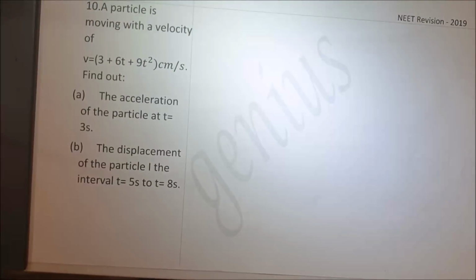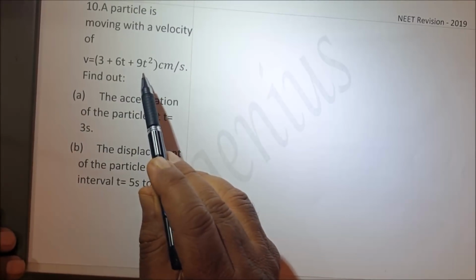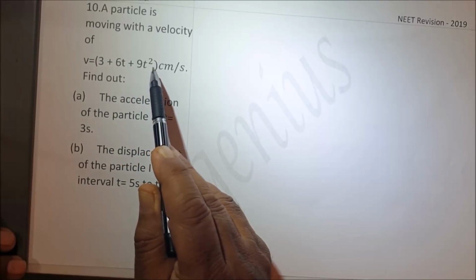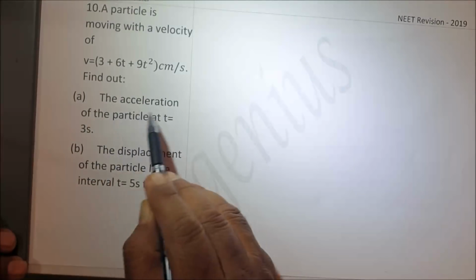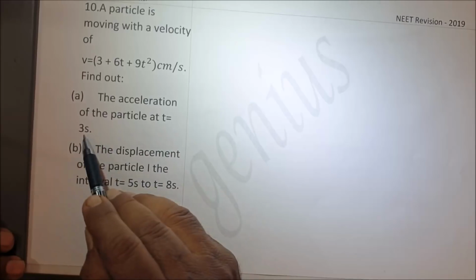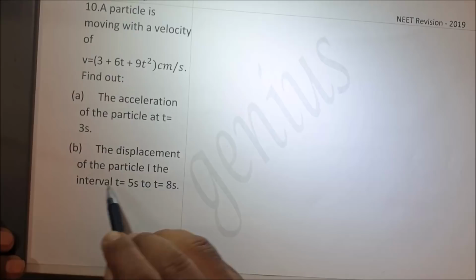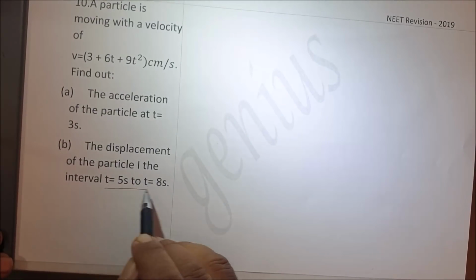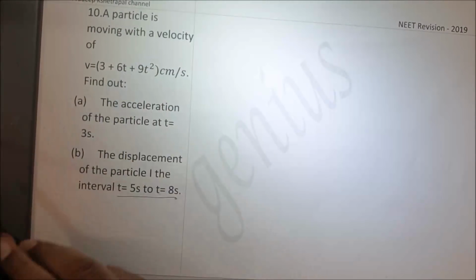And now we go to a particle moving with a variable velocity with respect to time. It is a function of time: v equals 3 plus 60 plus 90 square centimeter per second. Find out, number 1, the acceleration of the particle at t equals 3 seconds. Number 2, the displacement of the particle in the interval 5 seconds to 8 seconds. Okay. Now, this is a variable expression.